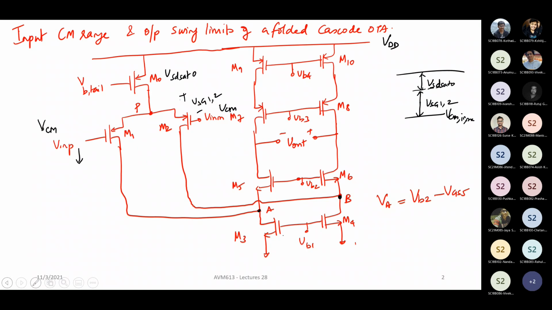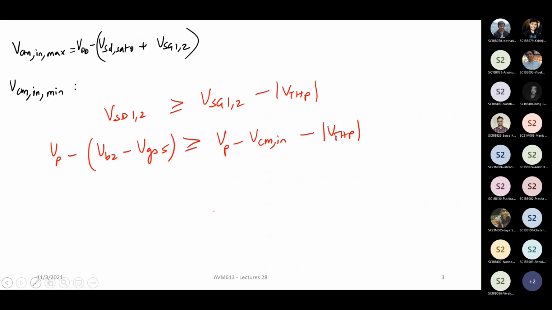I'm just writing the condition for M1 and M2 to be in saturation. Because if you have a very large source to gate voltage and a smaller source to drain voltage, M1 and M2 will go out of saturation. So that is the condition that we are trying to satisfy here. Obviously, VP will cancel on both sides. You have plenty of negative signs, so let's flip around the sign.